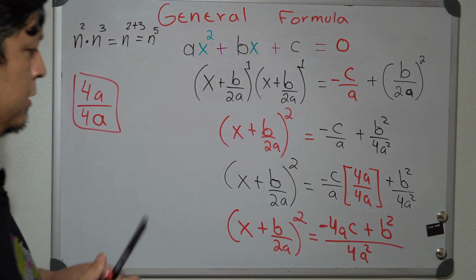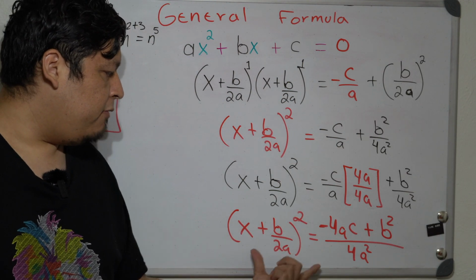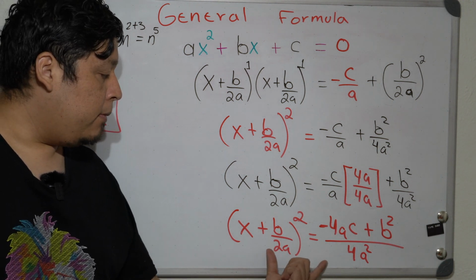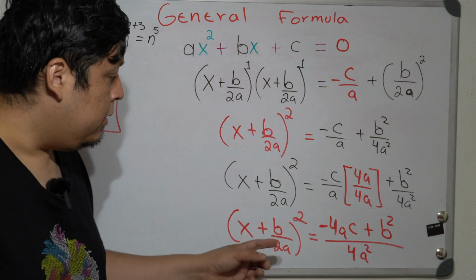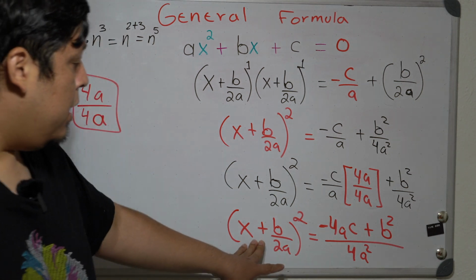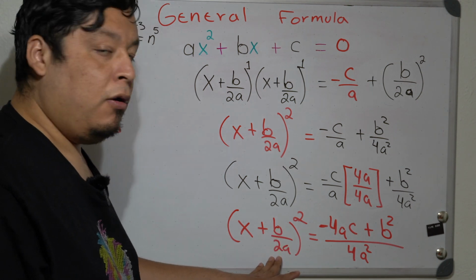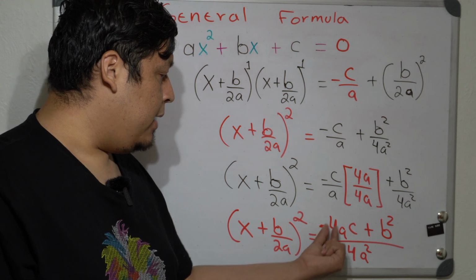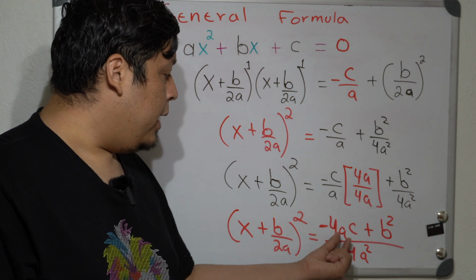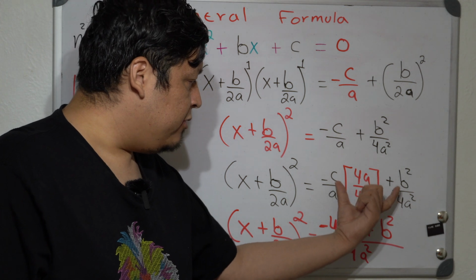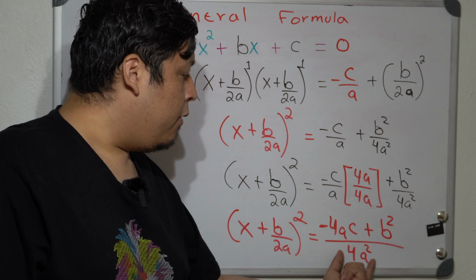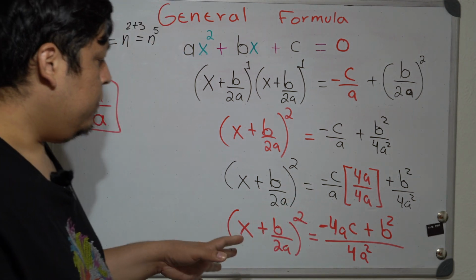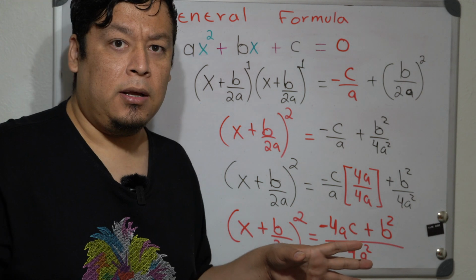So as you can see, this is my final solution for completing the square. So we will take it from here in the next part of the video, but this is completing the square. I end up with x plus b over 2a squared equal to negative 4ac plus b squared, because now they have the same denominator, all over 4a squared. So this is completing the square. And now we will look at the quadratic formula in a minute.